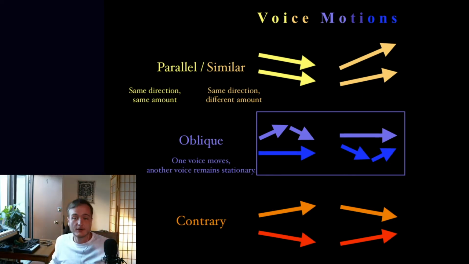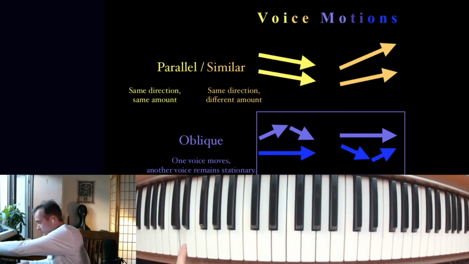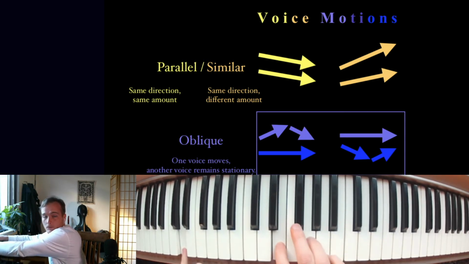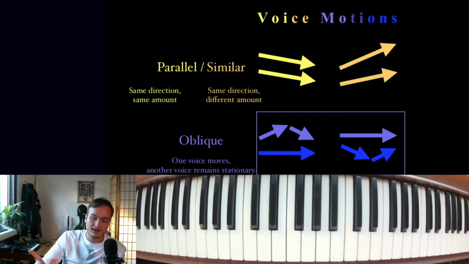Oblique motion is another form of motion where one voice stays steady and then another voice moves against it. So you can imagine this would be like music with a drone. If you have one note that's playing the whole time and you have another voice that's moving against it, this would be an example of oblique motion. One voice was just staying on the same note the whole time, and the other voice was moving against it.